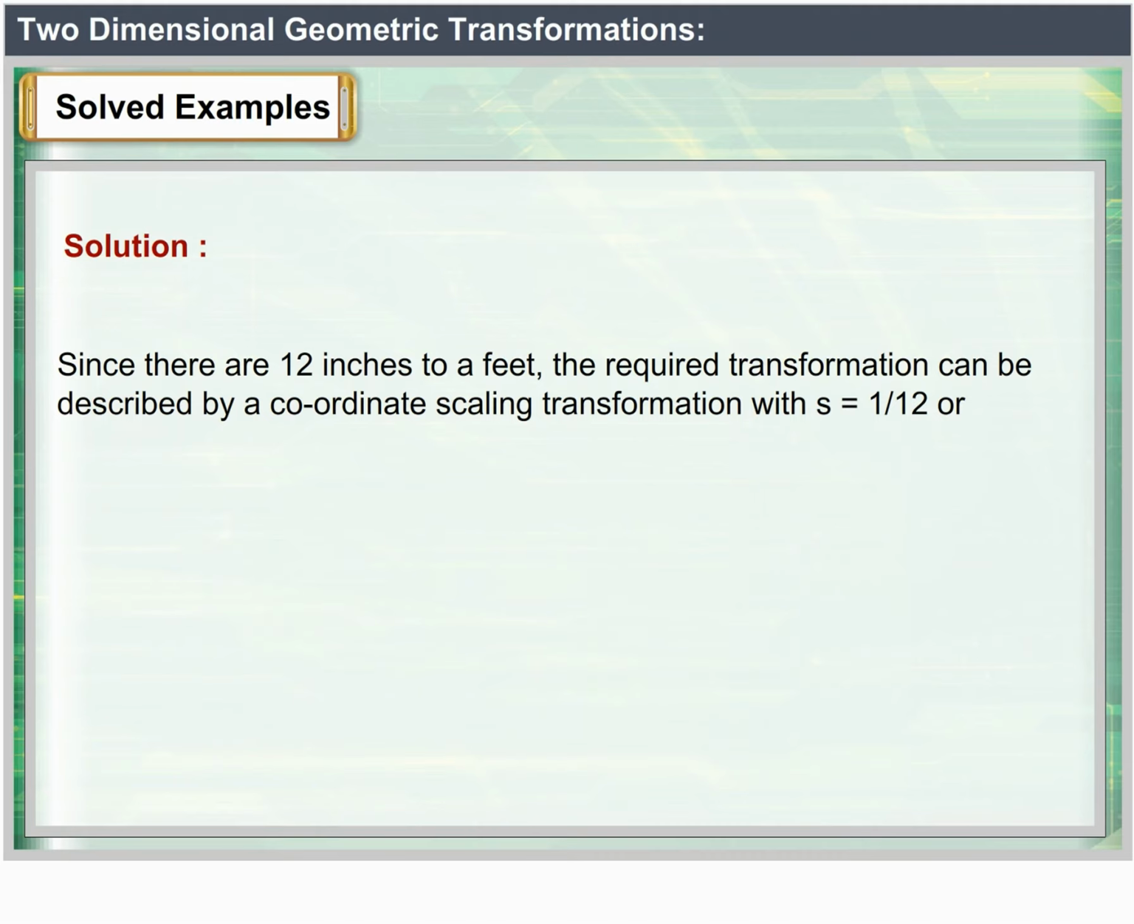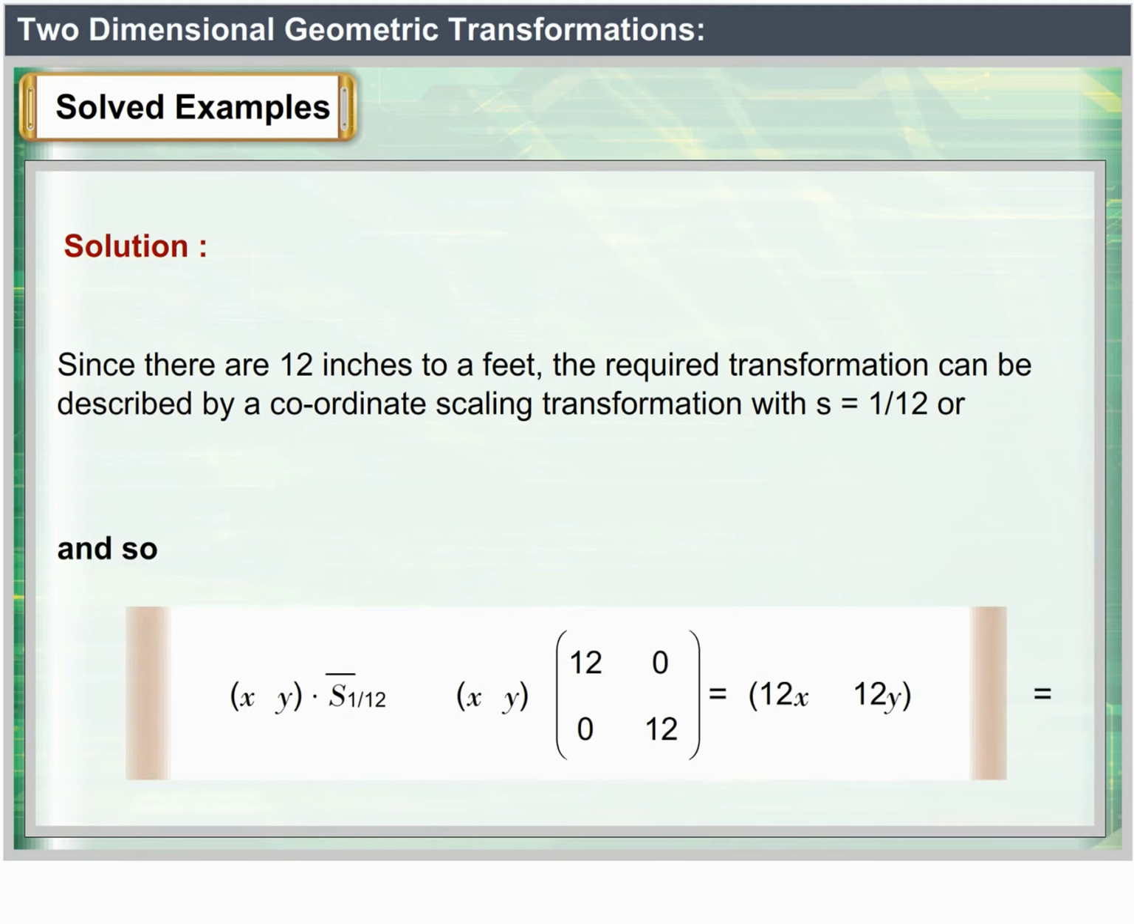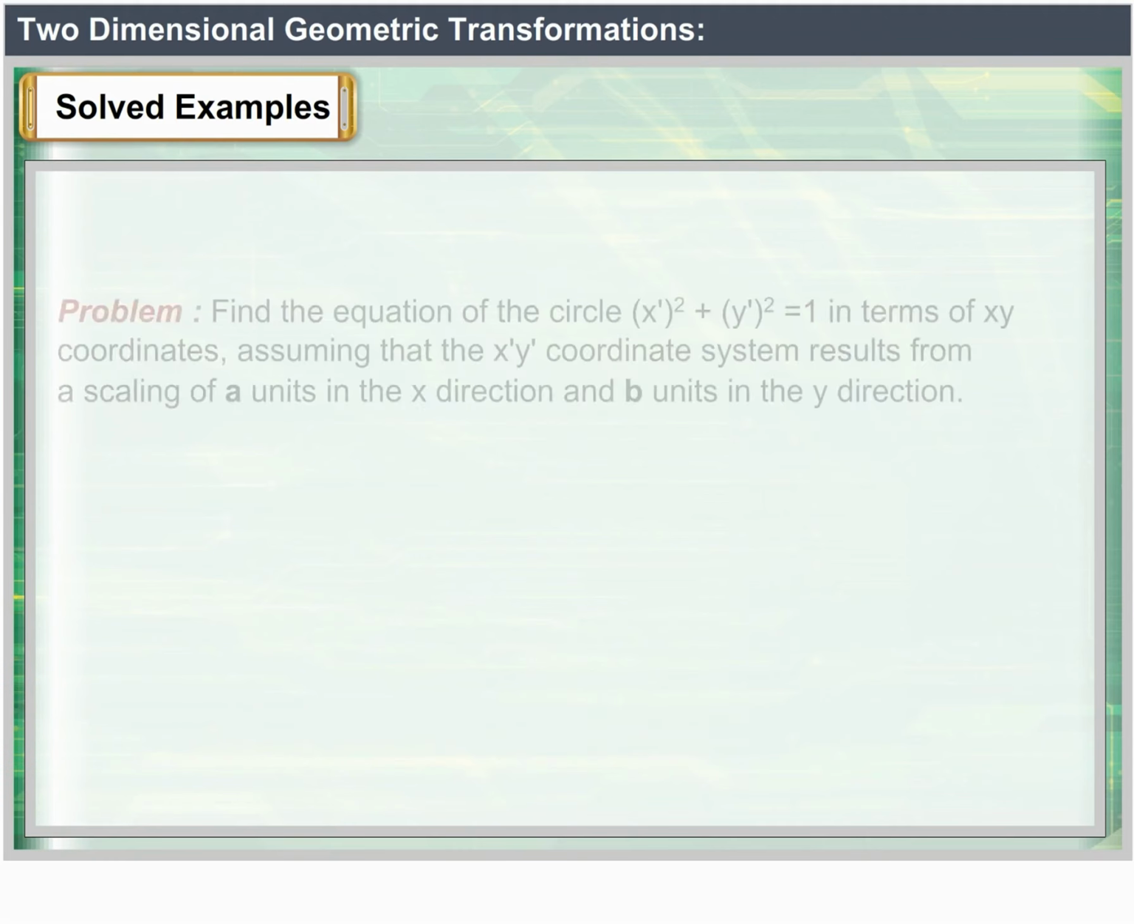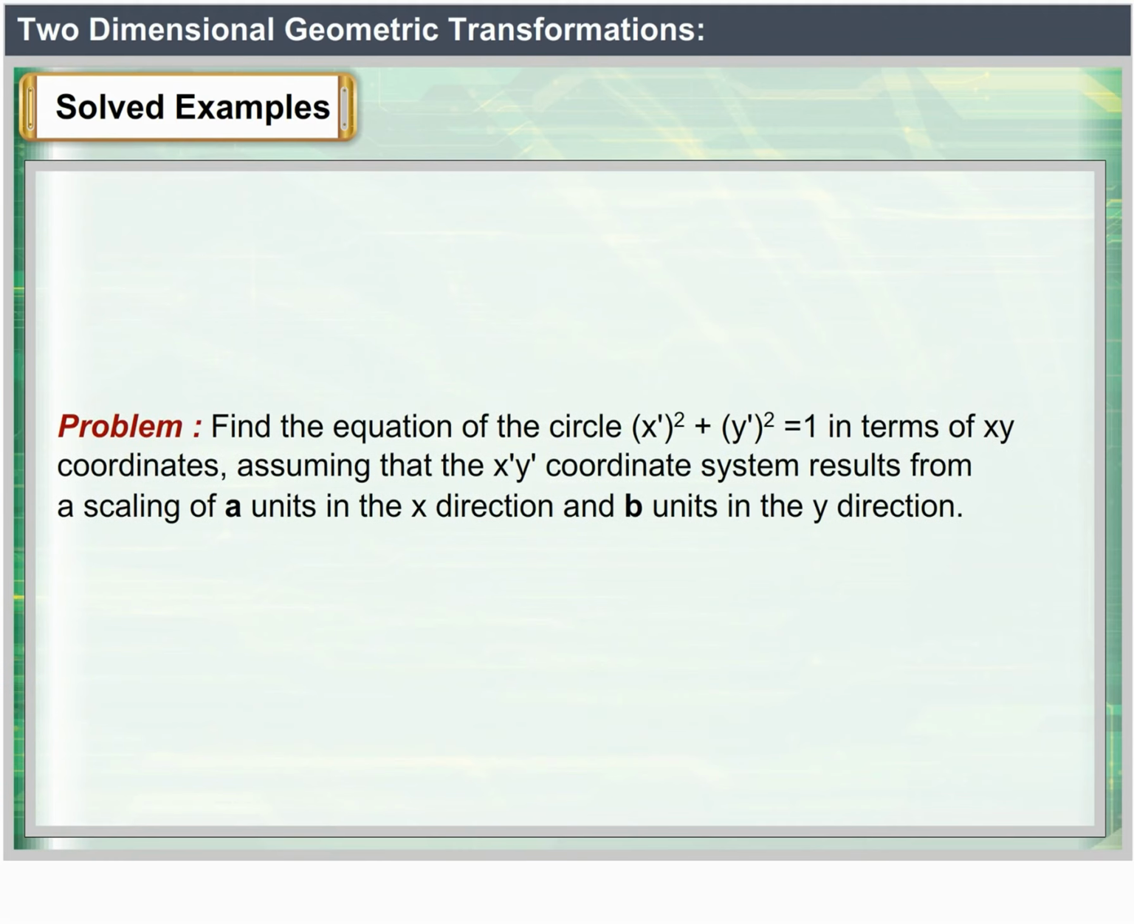Problem: find the equation of the circle x dash squared plus y dash squared equals 1 in terms of xy coordinates, assuming that the x dash y dash coordinate system results from a scaling of a units in the x direction and b units in the y direction.